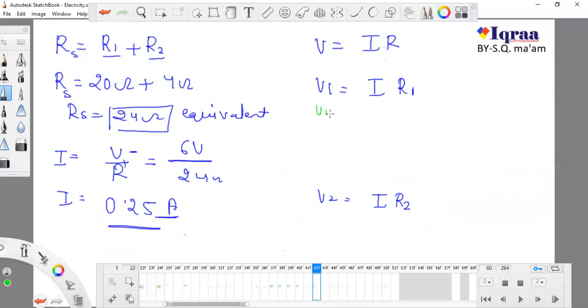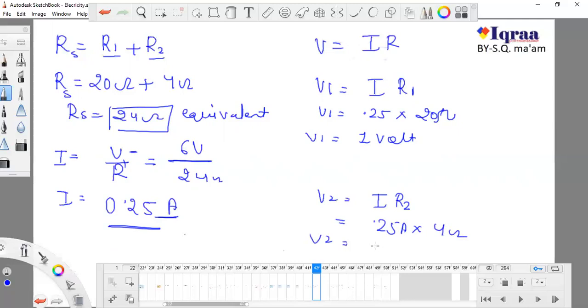So the value of V1 is equal to, as we know I is common, 0.25 into R1. The value of R1 is 20 ohm, and V1 will be 1 volt. And for V2, the value of I is 0.25 ampere and R2 is 4 ohm. So my V2 will be 24 ohm. So I have to find two values of V, as it is asking me to find V.